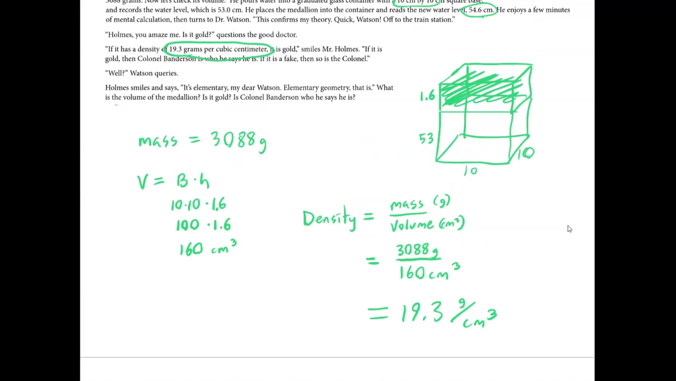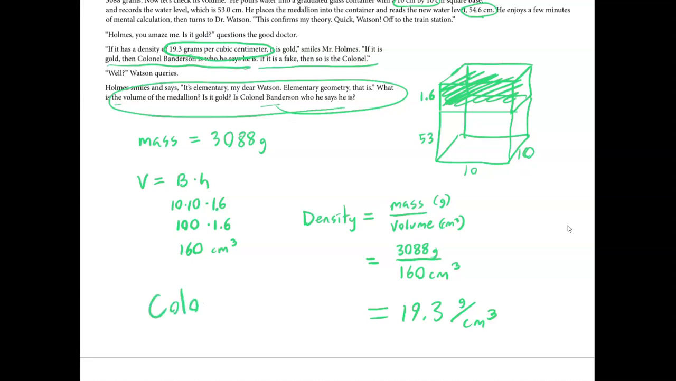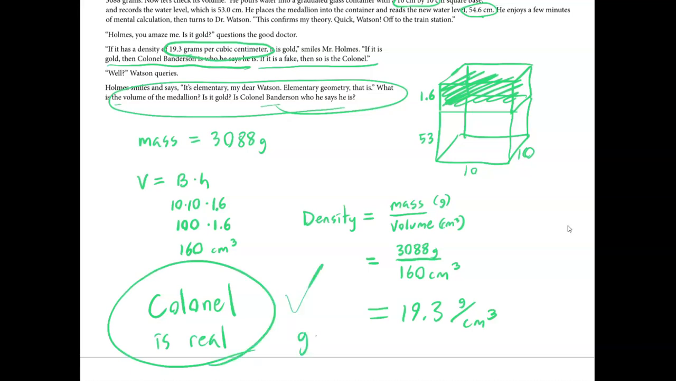Geometry, that is. What is the volume of the medallion? Is it gold? Is it who he says he is? Yada, yada, yada. So, if it is a fake, then so is the colonel. If it is gold, then he is who he says he is. So, colonel, yes. Colonel. What a weird way to spell something. I mean, in the English language, that's got to be one of the craziest. Is real. Whoosh. Gold, yes.